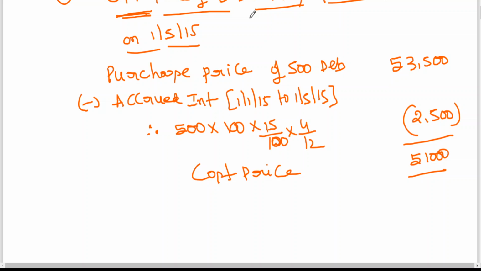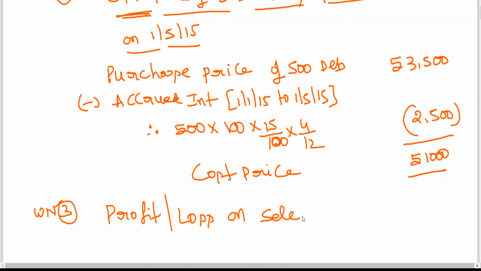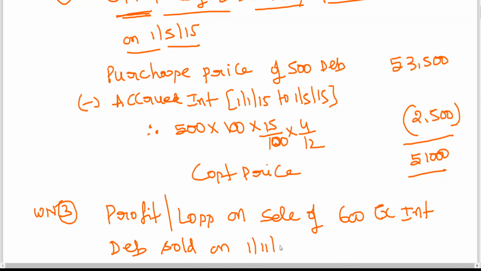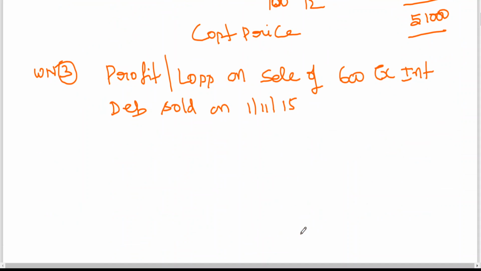Now I am going for working note number 3. Profit or loss on sale of 600 ex-interest debentures sold on 1st November 2015. So for that, here I am giving explanation.